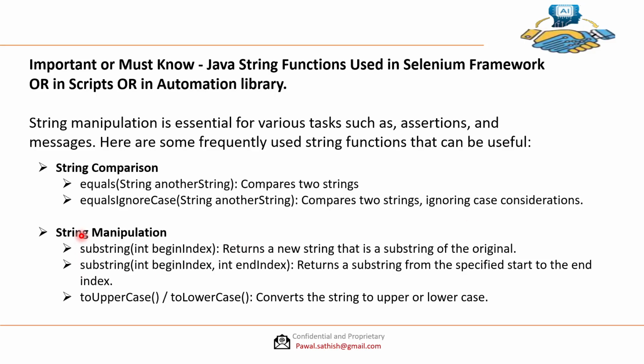Then next is string manipulation, substring, where we pass the beginning index number, and it returns a new string that is a substring of the original string. The other substring method we can use is when we pass the integer begin index and the end index, and then it returns the substring from the specified start to end index. Then next we can also use the methods toUpperCase and toLowerCase, which convert the string to upper or lower case.